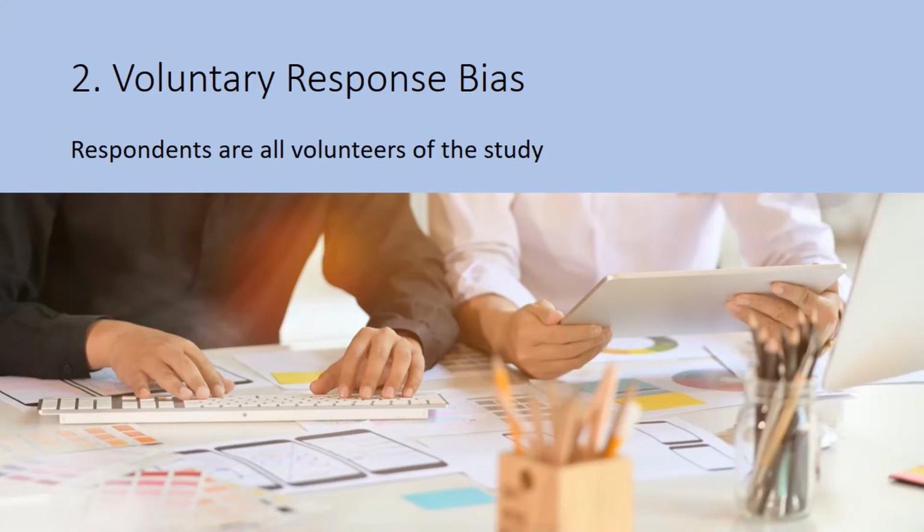Voluntary response bias is when respondents are all volunteers of the study. This bias occurs when sample members are self-selected volunteers. An example would be a radio show that conducts a survey by soliciting calls from its audience. The resulting sample will tend to overrepresent individuals who are avid listeners of the radio station.